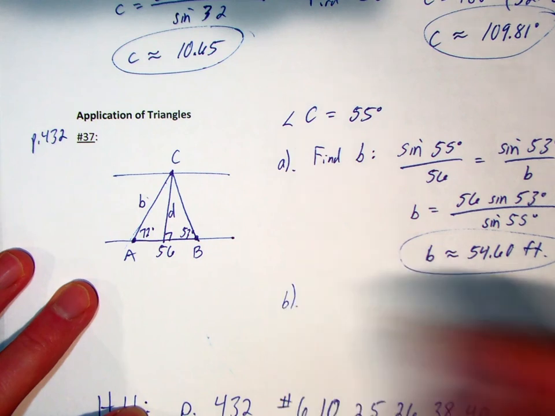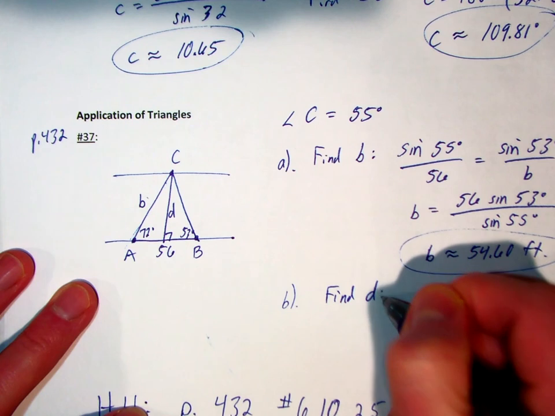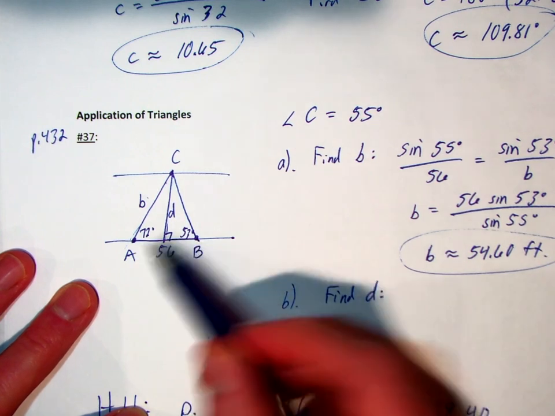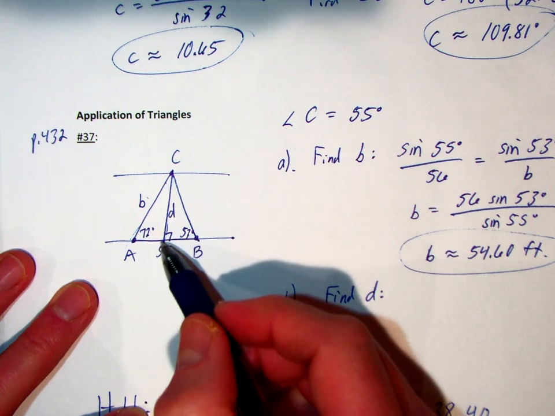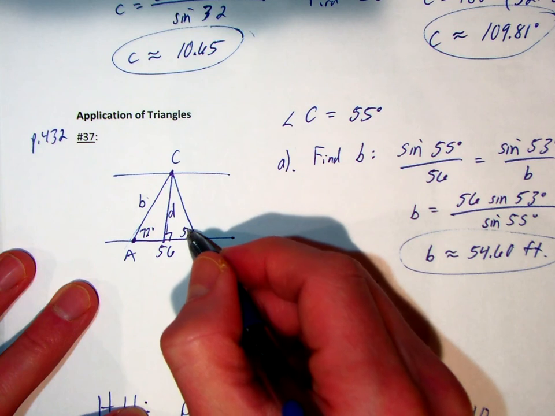Okay, now part B, they want us to find what I call D, the distance straight across the rim, so perpendicular to the base, right? This is the distance perpendicular A to B. Now, be very careful. Do not make the assumption that this cuts 56 in half, okay? We mentioned that previously with the example.